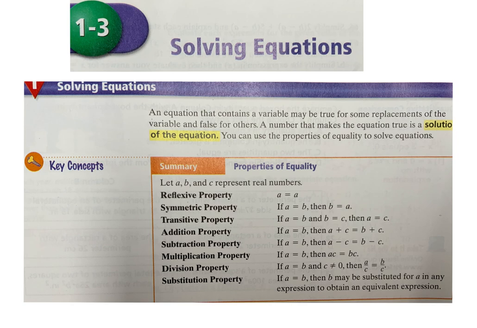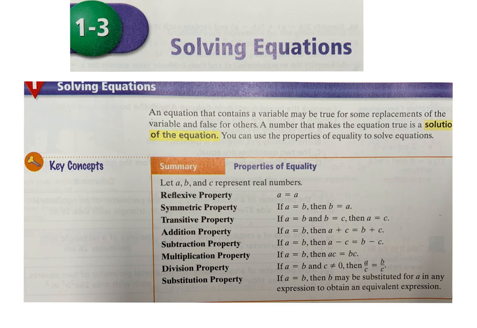Addition property means you can add the same number on both sides of an equation. Subtraction means you can subtract a number on both sides of the equation. Multiplication and division mean the same thing. Basically, whatever you do to one side of the equation, you can do to the other with addition, subtraction, multiplication, and division. That's what those mean. Substitution means what it means in the real world. If they equal each other, you can substitute them for each other.